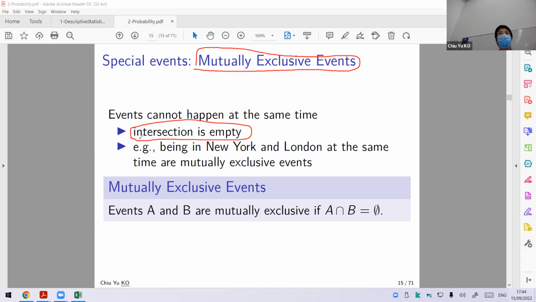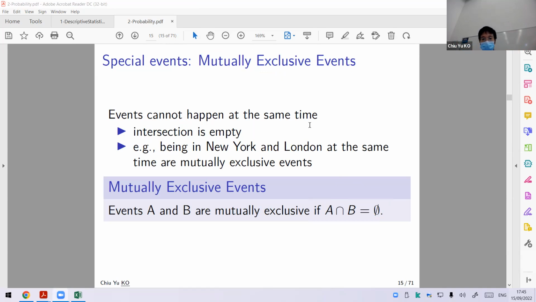because at this moment, if you're in New York, you cannot be in London, right? But you can be in Hong Kong. Or being in Hong Kong Island and Kowloon Peninsula is mutually exclusive, but you can be in the New Territories. Or being in New Asia College and in Chung Chi College is mutually exclusive. You can't be in both places at the same time. So mutually exclusive means the intersection is empty. That's the idea.